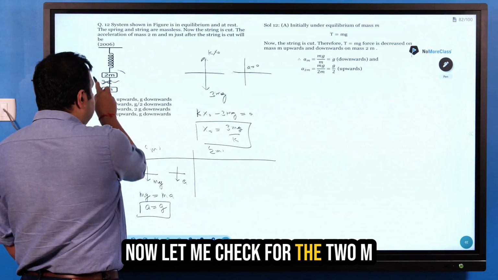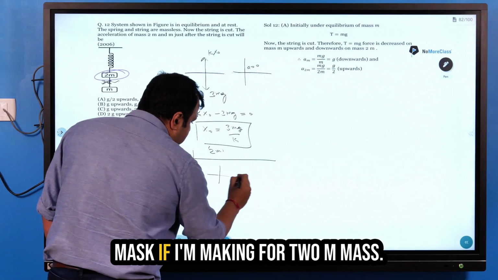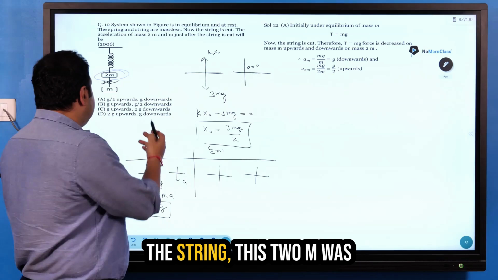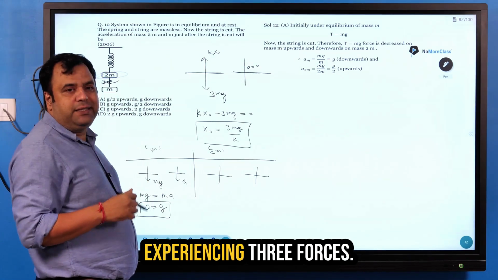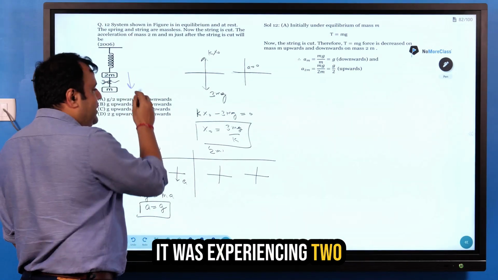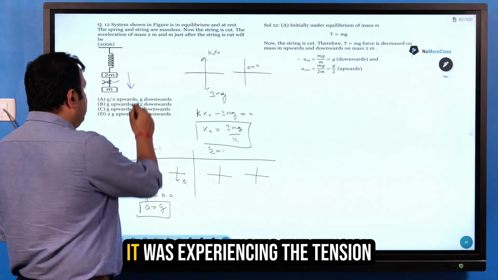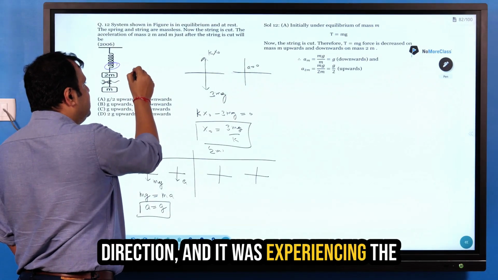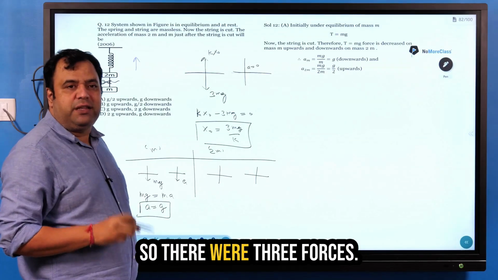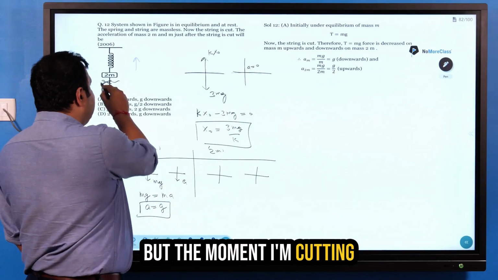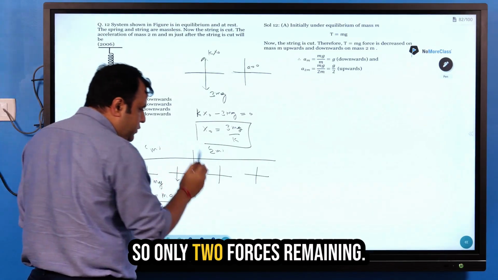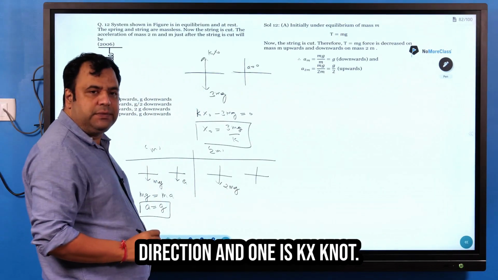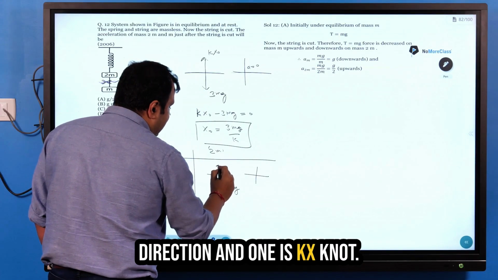Now let me check for the 2m mass. If I'm making the FBD for 2m mass, before cutting the string, this 2m was experiencing three forces. It was experiencing 2mg in the downward direction. It was experiencing the tension from this string in the downward direction, and it was experiencing the spring force in the upward direction. So there were three forces. But the moment I cut the string, tension is gone. So only two forces remaining. One is 2mg in the downward direction, and one is kx naught.